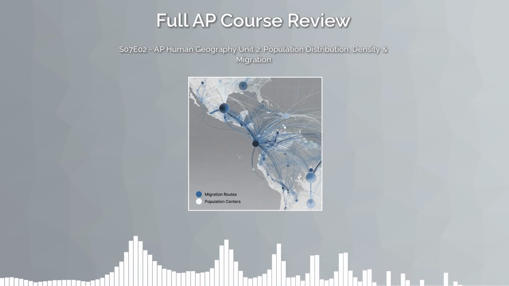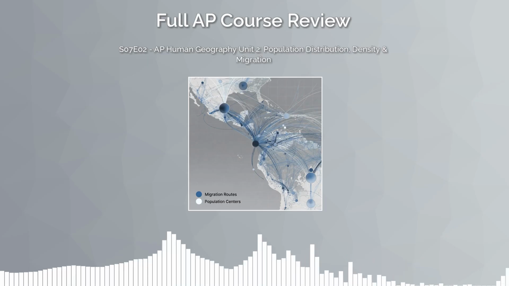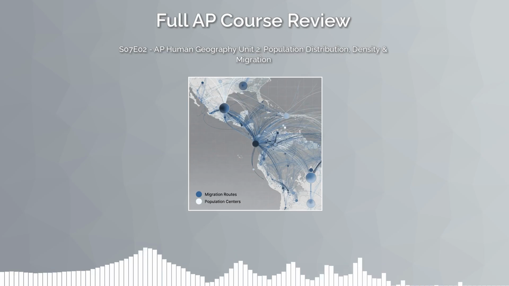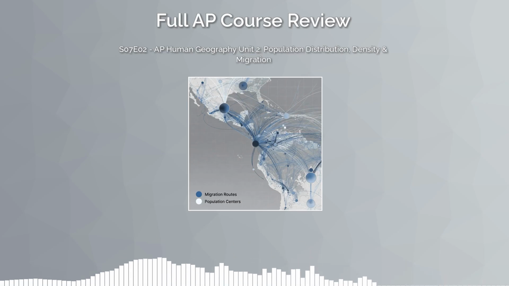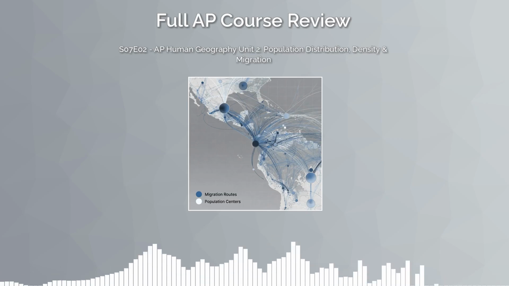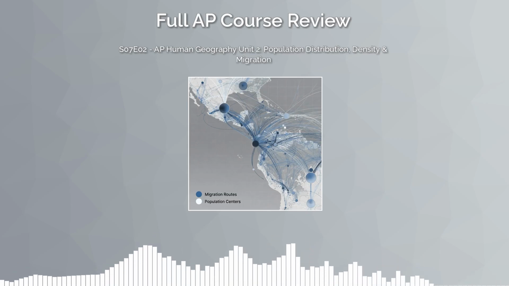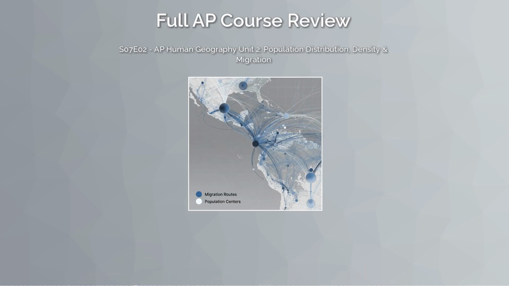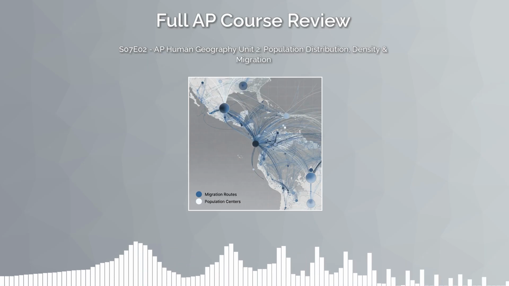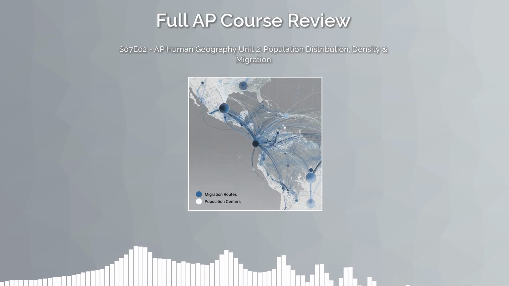The core formulas you must know cold. The AP exam will absolutely test your ability to calculate and interpret these rates, so let's get precise. The crude birth rate, or CBR, is the number of live births per 1,000 people in a population in a given year. The formula is CBR equals number of live births divided by total population, times 1,000.